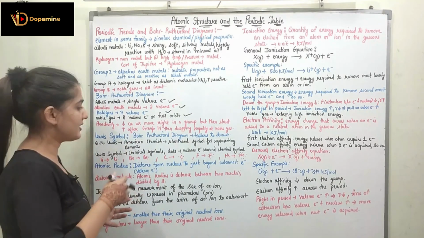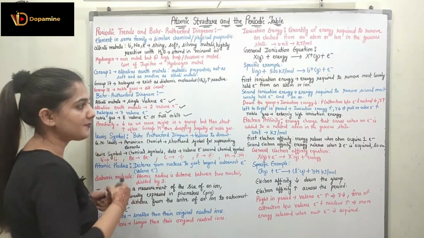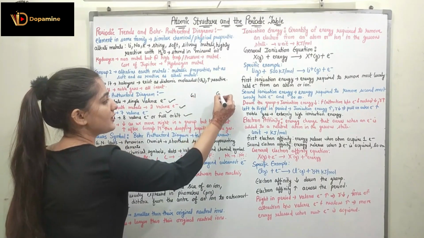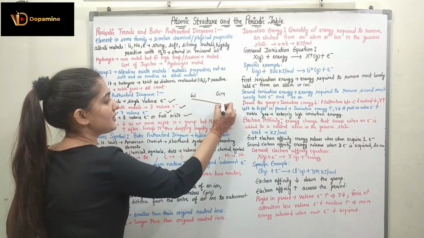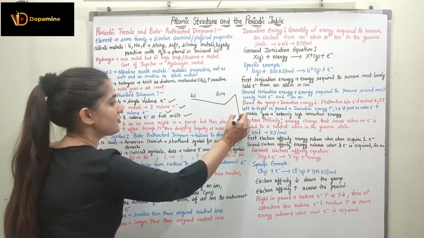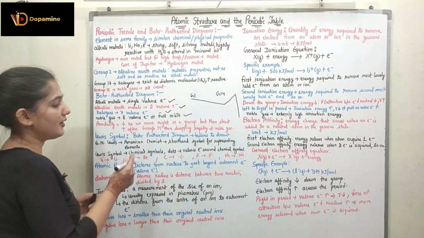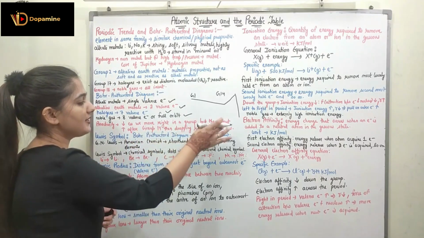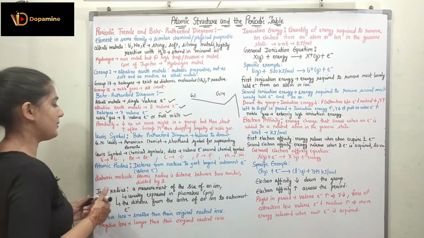So first of all, the reactivity is decreasing from group 1 to group 14. After group 14 it will start increasing, and then it rapidly decreases at the noble gas.